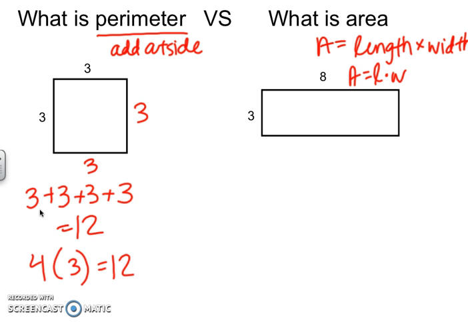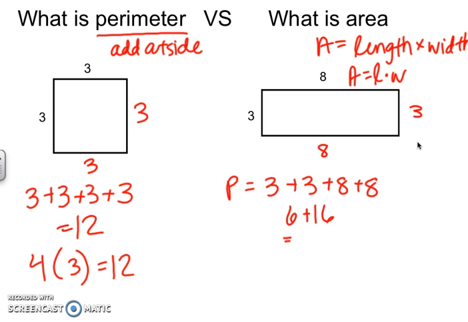Over here, when I think about perimeter, if that top side is 8, my bottom side is 8. And if my left side is 3, my right side is 3. So if I were to find the perimeter of this, I would have 3 plus 3 plus 8 plus 8. Okay? So that would be 6 plus 16, which would give us 22. Okay? So that is how you find perimeter of a shape.